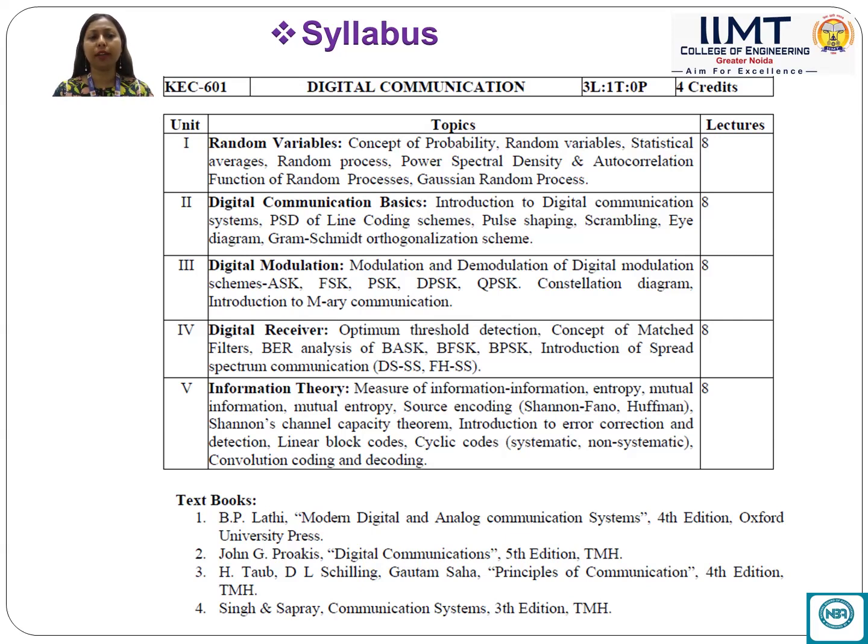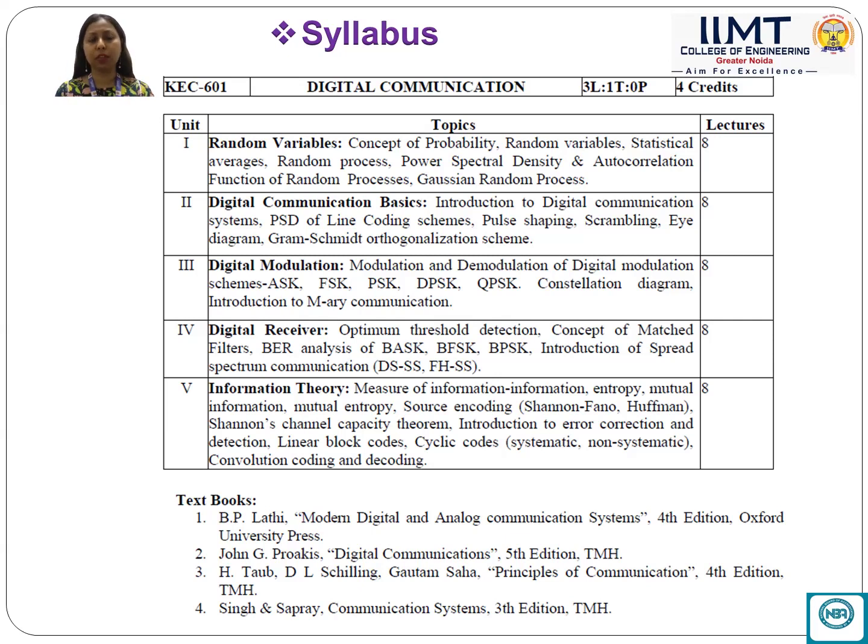In the fourth unit, we mainly describe the digital receiver, optimum threshold detection, concept of matched filter, then bit error analysis of the different techniques already studied: binary ASK, binary FSK, then binary PSK. After that, introduction to spread spectrum communication, which is of two types, direct sequence spread spectrum and frequency hopping.